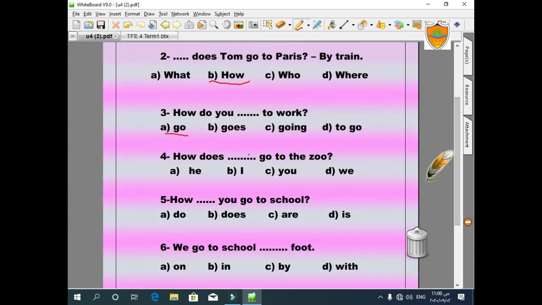Number 4, how does blank go to the zoo? He, I, you, we. Remember the subject with does. Yes, he, she, it, and the singular. Of course, how does he go to the zoo? But I, we, they, you go with do.